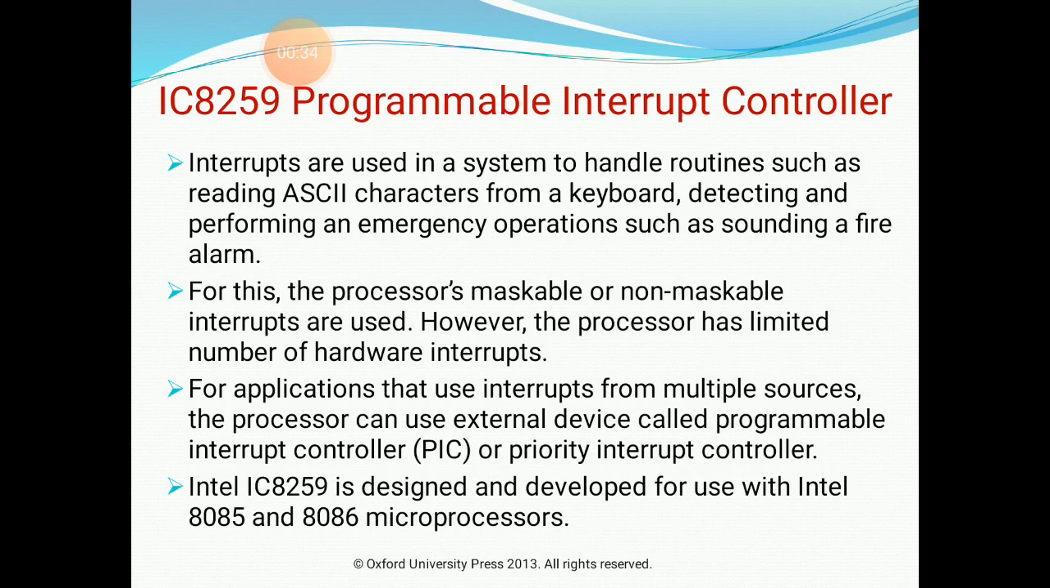For this purpose, the processor uses either maskable or non-maskable interrupts. But the processor has only limited hardware interrupts, called INTR and NMI. For applications that use interrupts from multiple sources, the processor can use an external device called a programmable interrupt controller or priority interrupt controller. Intel introduced the IC8259, designed and developed for use with the Intel 8085 microprocessor and 8086 microprocessor.